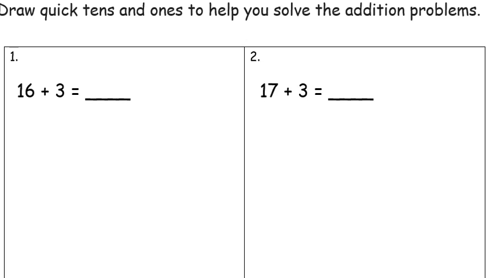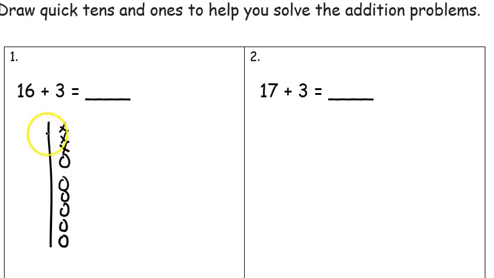I'm going to do these problems using the quick 10 way, meaning I'm going to show 16 as a 10. That's going to be a stick. That represents 10. And then 6 ones. So I'll draw 6 ones. I'm going to group them in 5s here so we can see the 6 better. And now I'm going to add 3 to that. For the 3, I'm going to use X's.